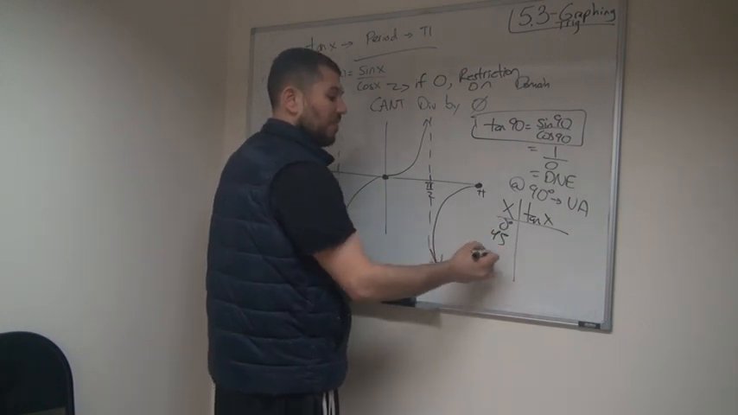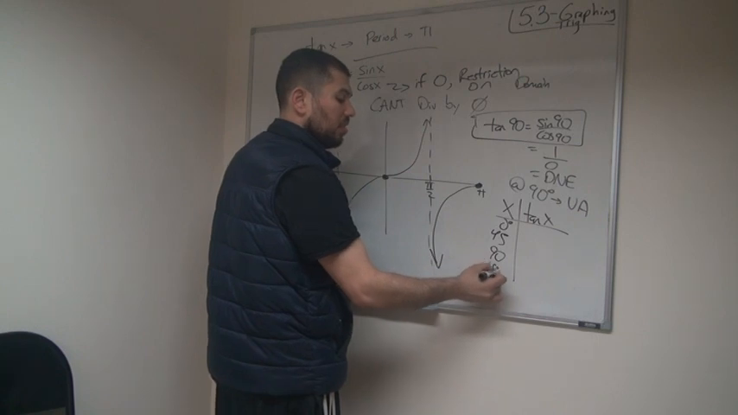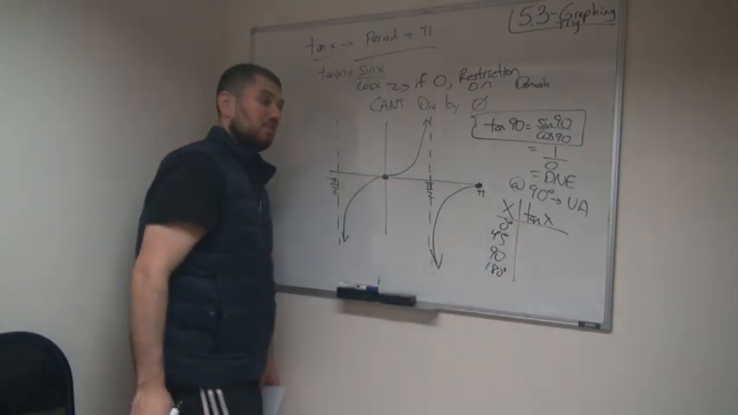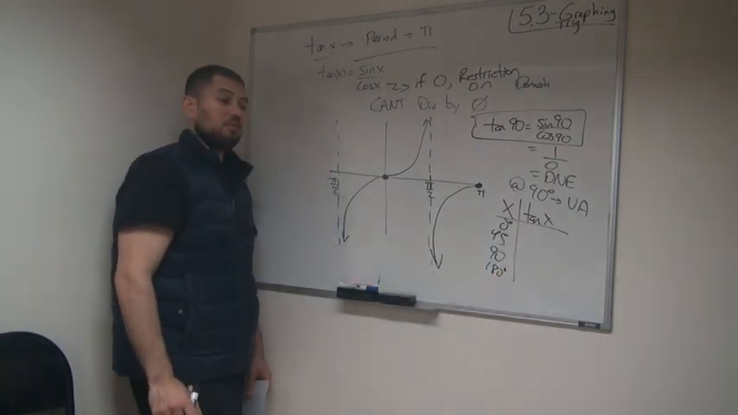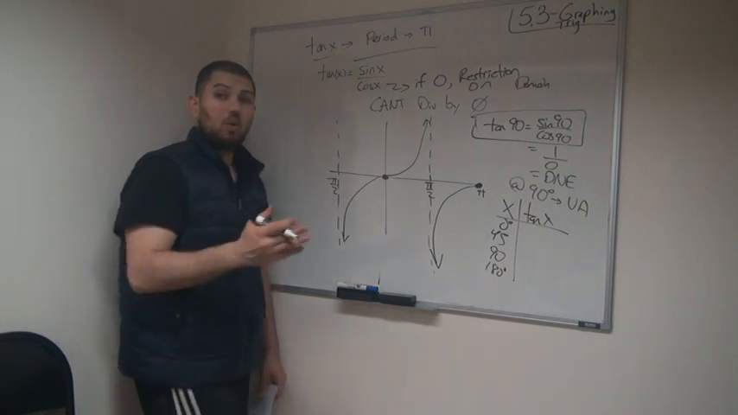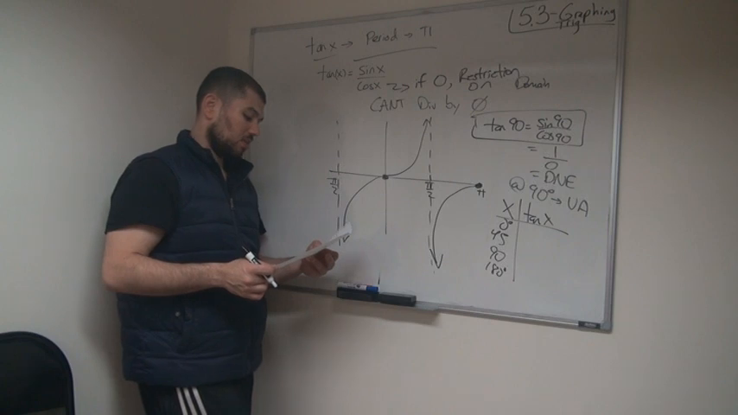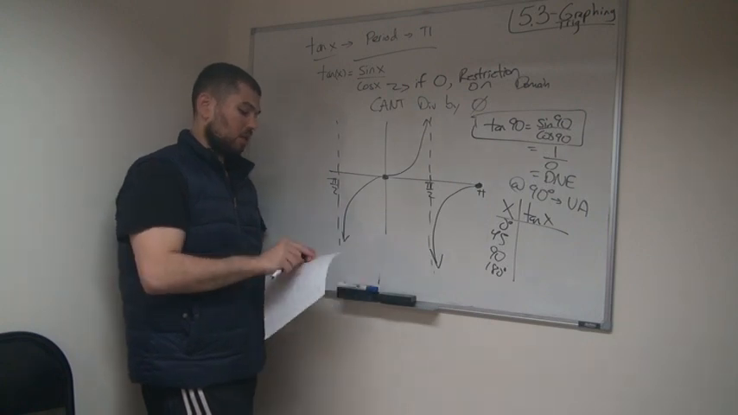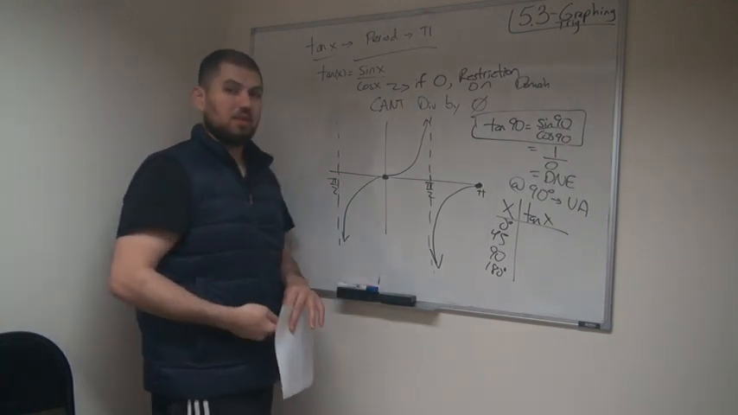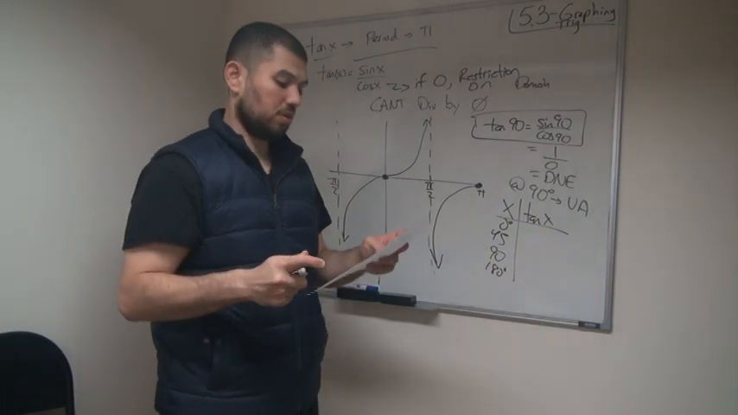If x is 45 degrees, 90 degrees, 180 degrees, you should be able to get those values and plot the points. That'll help you on the way. Or you can use your graphing calculators. Now, before we get into basic transformations, I just wanted to show you a couple of things on your graphing calculators when it comes to basic trig functions.